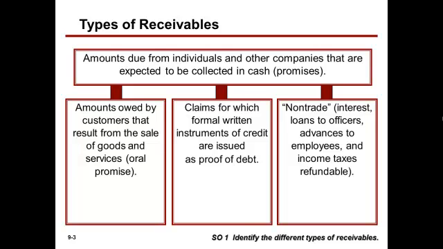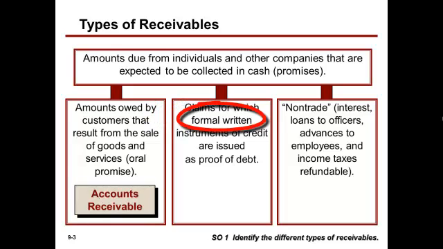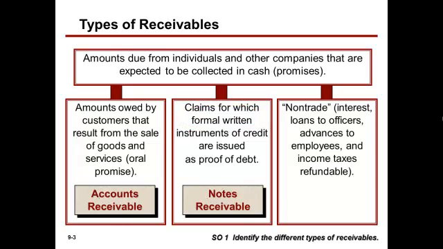First, different types of receivables. All of these are amounts due from individuals and other companies that are expected to be collected in cash. They're a customer promise. The one that we looked at previously, amounts owed by customers resulting from the sale of goods and services. This is an oral promise known as an account receivable. We can also have claims for which a formal written instrument of credit is issued as proof of debt. This formal asset is a note receivable, generally having interest attached to it as well.